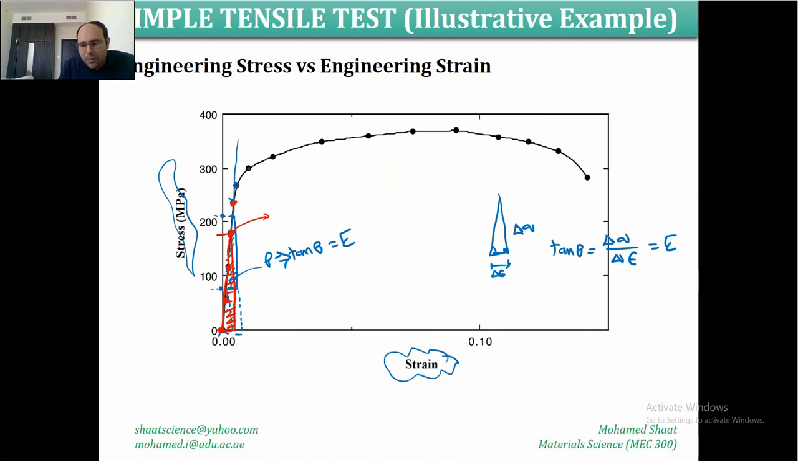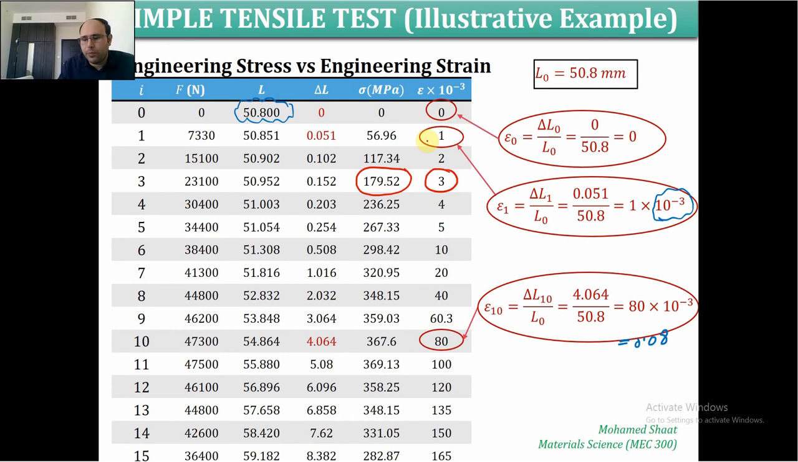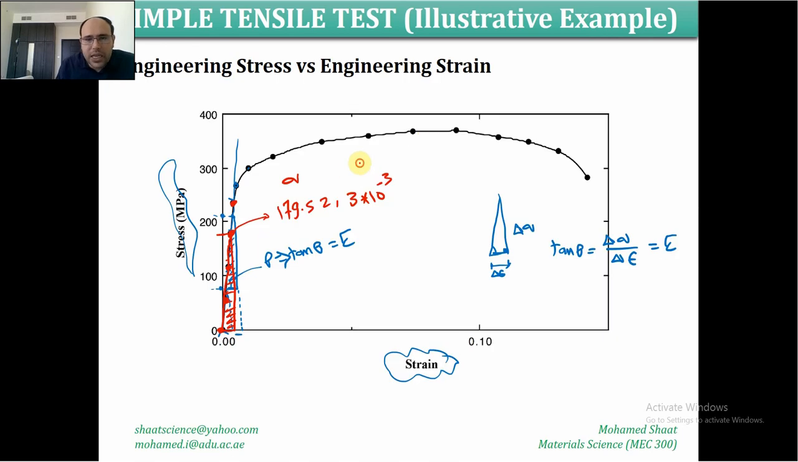So simply I'm going to use these two values, which are 179 point something, 0.52 as the stress, and the strain at this instant, which is 3 times 10 to the negative 3. Don't forget the common factor, which is 10 to the power negative 3. This gives us the strain.